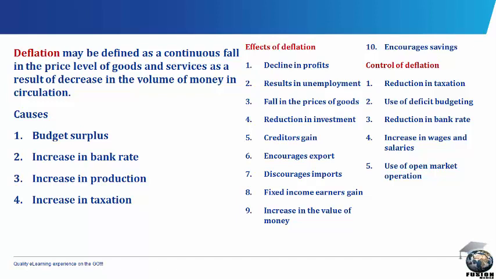Use of deficit budgeting. Here, the increase in government expenditure helps to inject more money into circulation by curbing the effects of deflation. Reduction in bank rates. This will assist investors to borrow more money from banks, thereby increasing the volume of money in circulation. Increase in the wages and salary. This will help to inject more money into circulation, thereby controlling deflation.